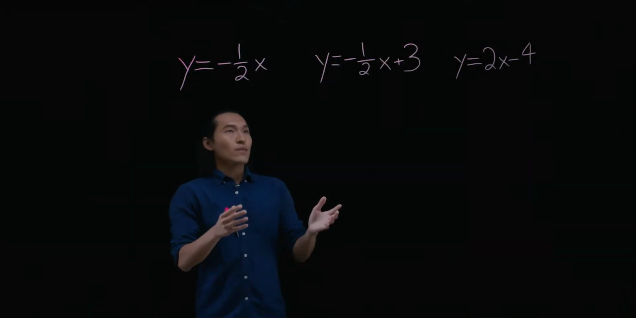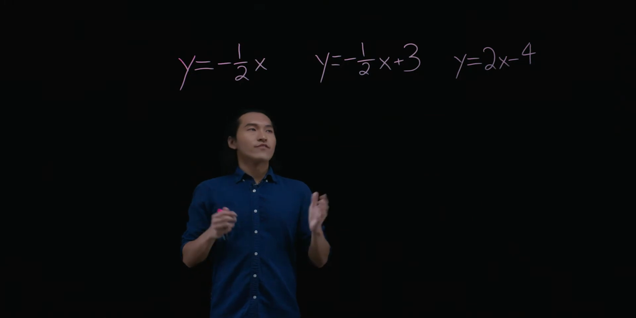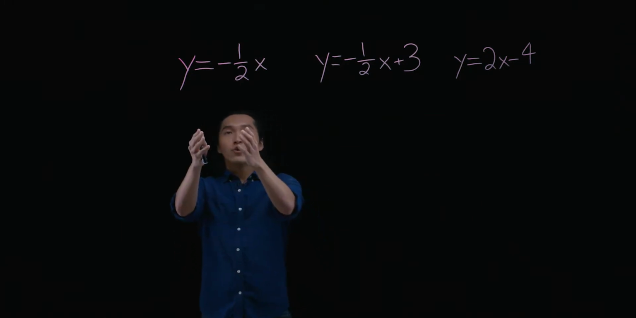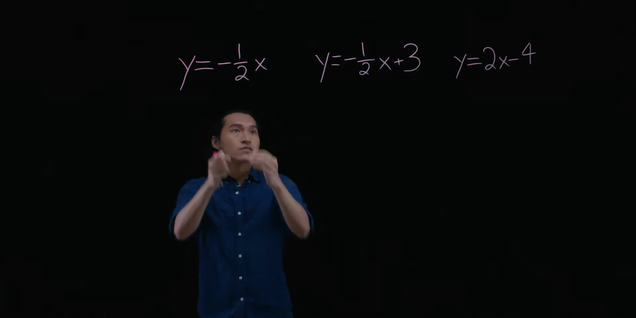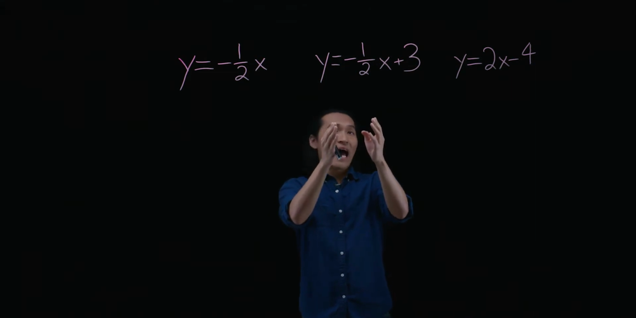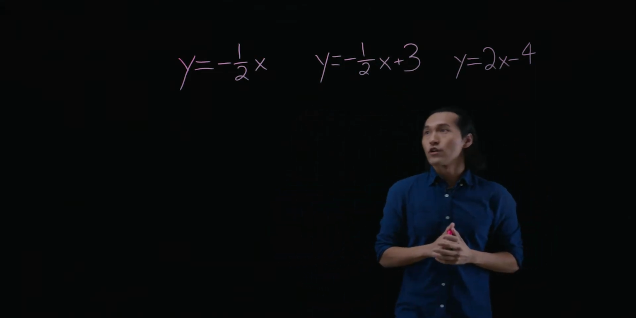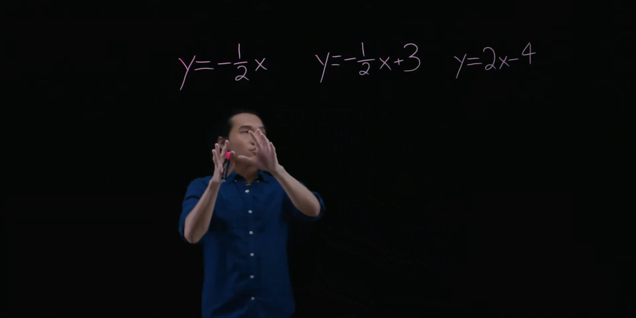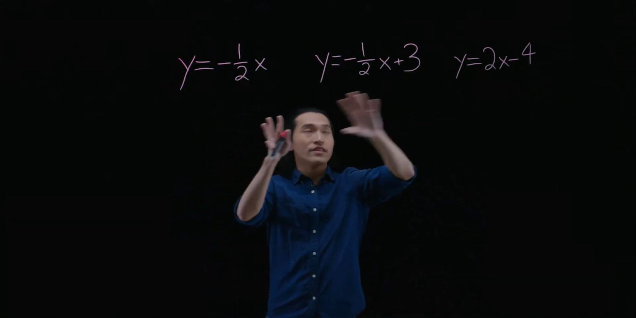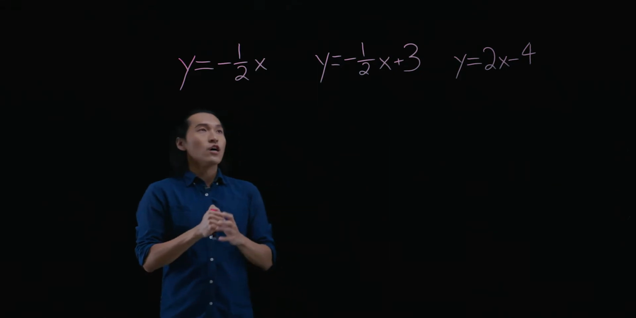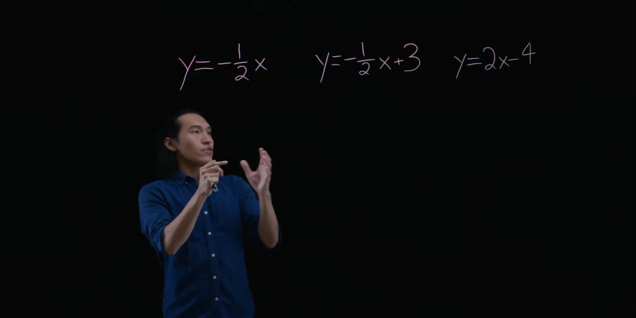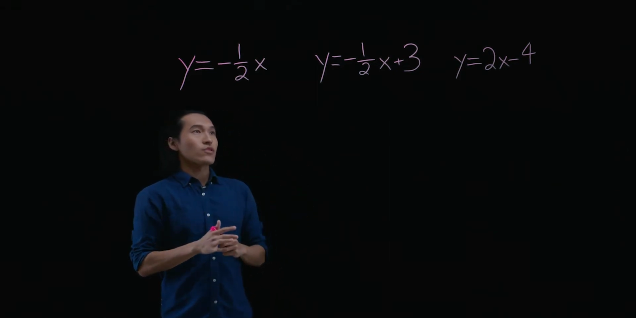Hi, I'm David. So for this problem, they're giving us three different equations. y equals negative 1/2 x, y equals negative 1/2 x plus 3, and y equals 2x minus 4. And they're asking, based on these three equations, what are their relationships? They're asking us to identify their relationships.